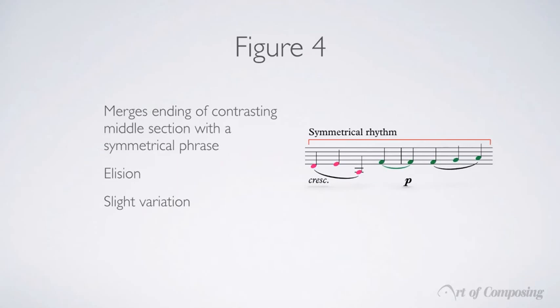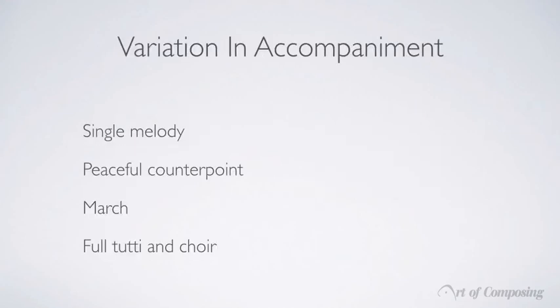What I find so interesting about the melody is its ability to hold up under any sort of accompaniment or style that can be thrown at it. Obviously here Beethoven has used the melody alone as a single line, then kind of with this peaceful counterpoint underneath, then again as a march, and finally with the entire full orchestra and choir. But that's not the end of it.